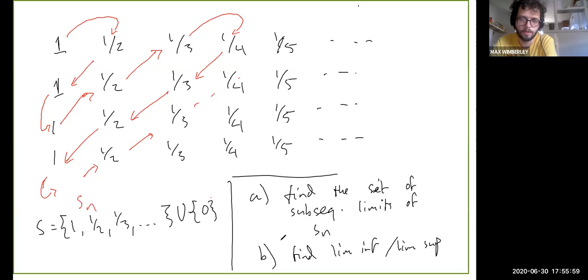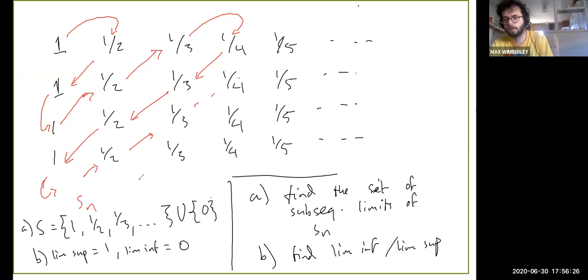So that was A. For B, the lim sup should be 1, and the lim inf is 0, right? Because those are the max and min of the set S. So yeah, in the last few minutes here, I'd like to open it up to general questions. If you have questions about anything so far.